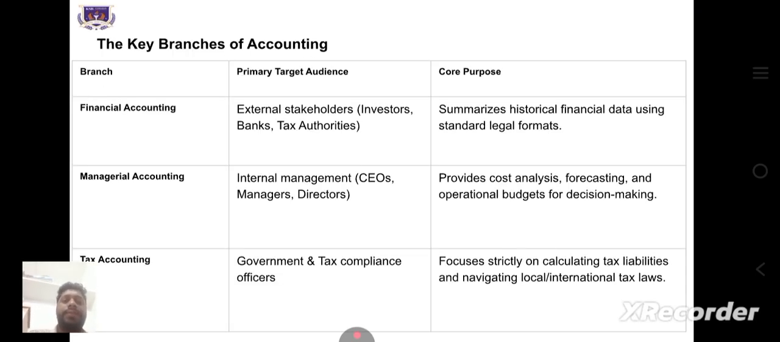The key branches of accounting: financial accounting, managerial accounting, and tax accounting. The core purpose of financial accounting is to summarize historical financial data using standard legal formats for external stakeholders like investors, banks, and tax authorities. Managerial accounting provides cost analysis, forecasting, and operational budgets for decision making to internal management like CEOs, managers, and directors. Tax accounting serves government and tax compliance officers. For this purpose, it focuses strictly on calculating tax liabilities and navigating internal tax laws.